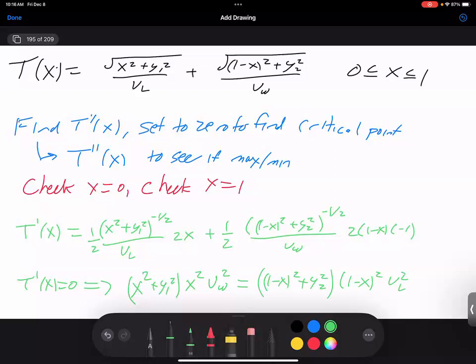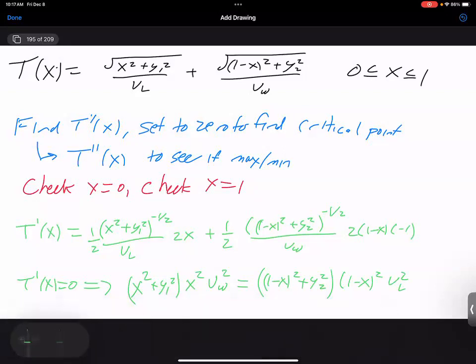What is my only variable here? So what's the only variable in this expression? X. So what kind of function is this? Quartic. So to find the critical point, we actually have to solve a quartic.